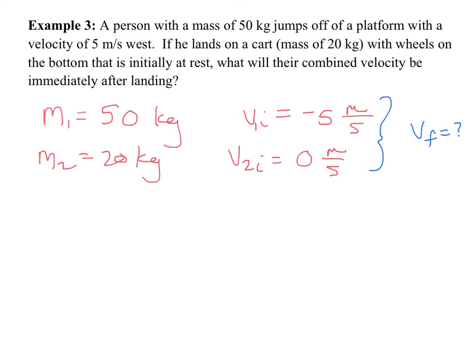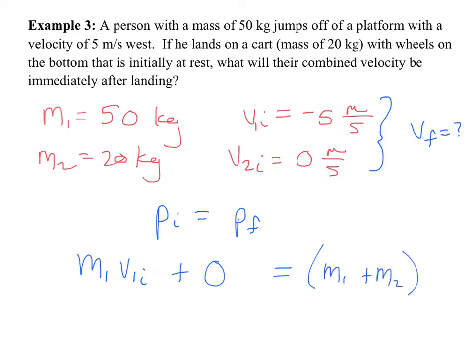All right, so we want to find VF. Before the collision, remember, momentum before equals momentum after. The momentum beforehand is due to me, not the cart, but me. So M1 V1I. The cart has no momentum beforehand, so plus 0. And that equals the momentum after. But again, after you land in the cart, you're like one object. So how do I write the mass there? This is the mass afterward times the velocity afterward.